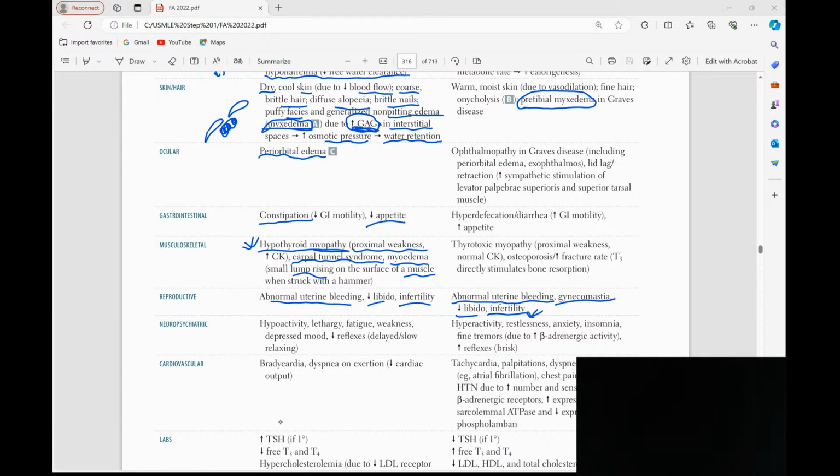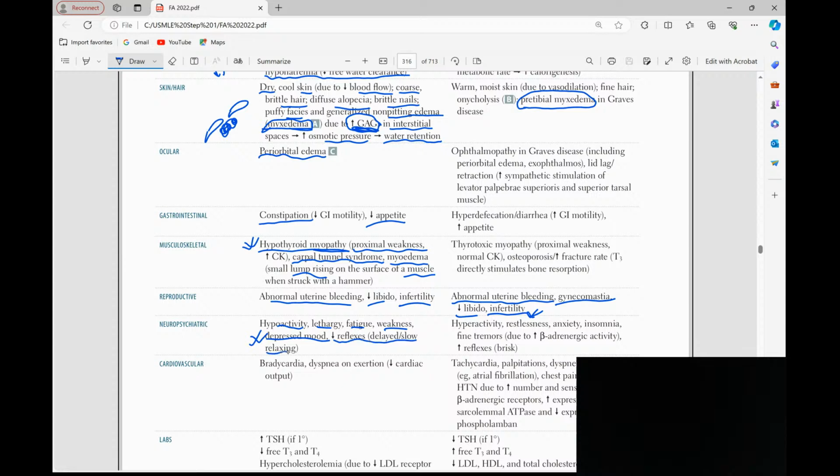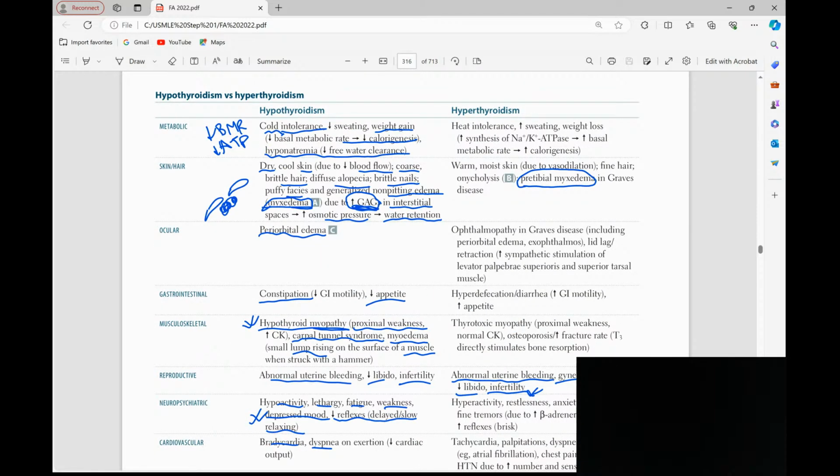Neuropsychiatric conditions: we can see hyperactivity. The patient is hyperactive, lethargic, fatigued, weak, depressed. Depression is very important, and also decreased reflexes or delayed cerebral activity. Bradycardia, exhaustion. So you can see that everything is delayed in hypothyroidism. Your body is cold, skin is dry, alopecia, menstrual problems, decreased GI motility, that is constipation, decreased appetite, abnormal uterine bleeding, infertility, decreased activity, fatigue, weakness, everything is decreased.